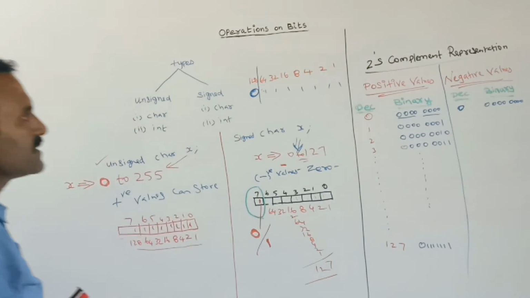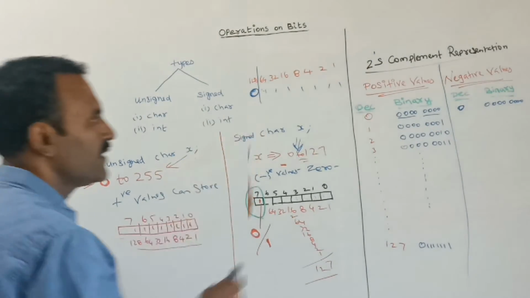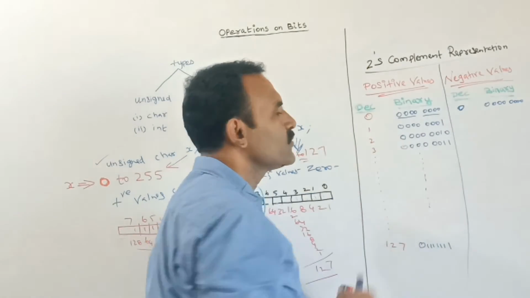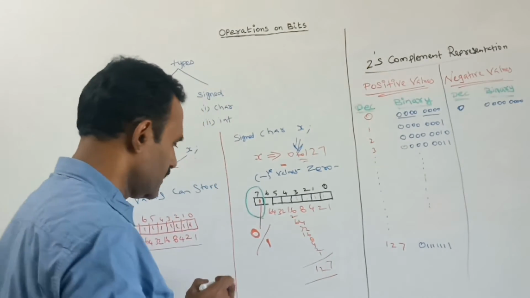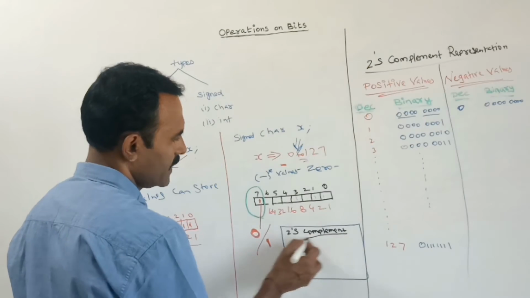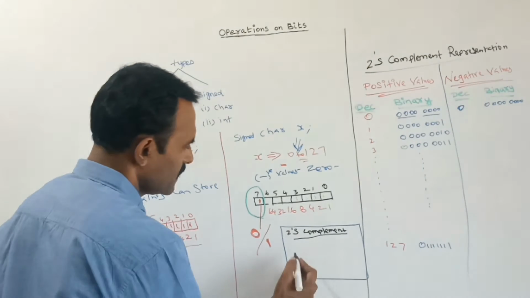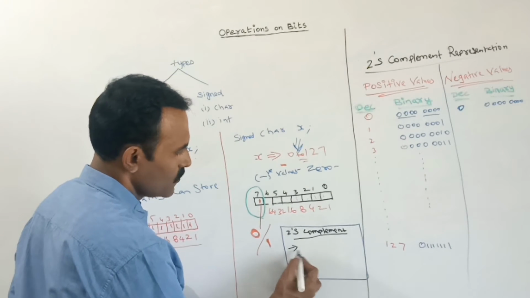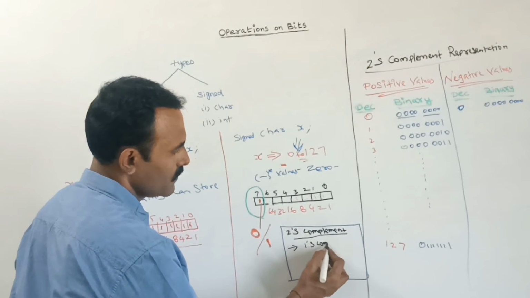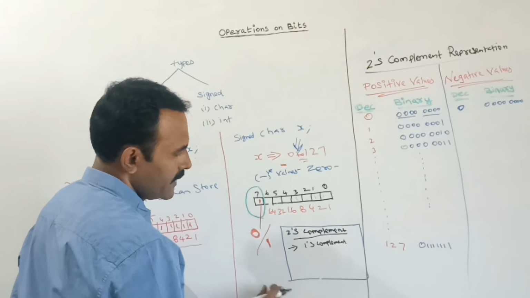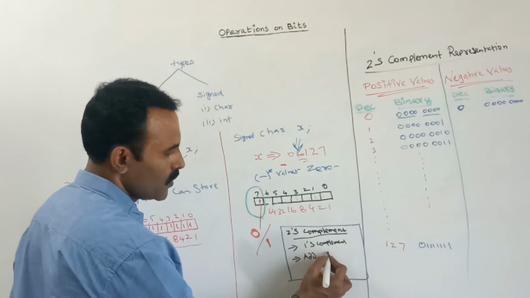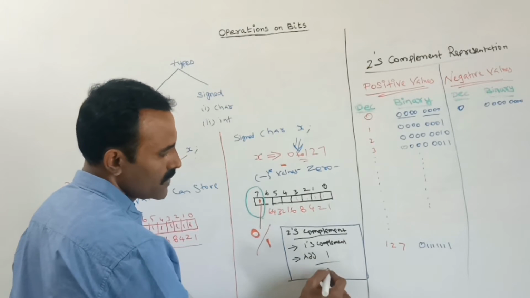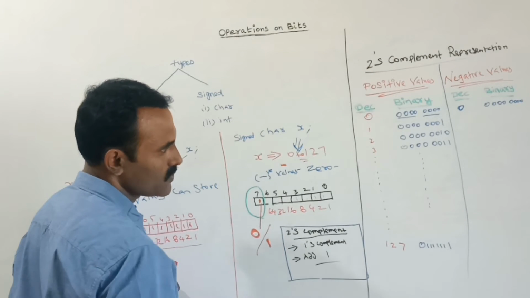See, now let us see about the negative value. For the negative values, you should take the 2's complement. See, this you know already. For the 2's complement, these things you should remember. For taking the 2's complement, first you should take the 1's complement value. Next step, you should add 1. So we get the 2's complement value. This result is the 2's complement.